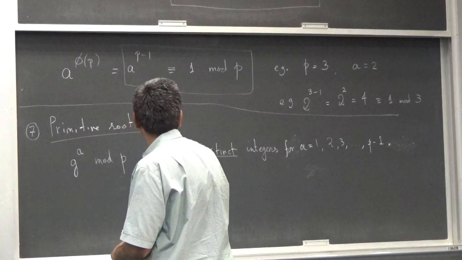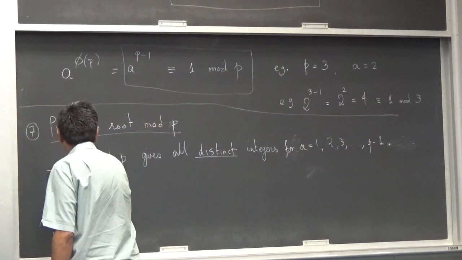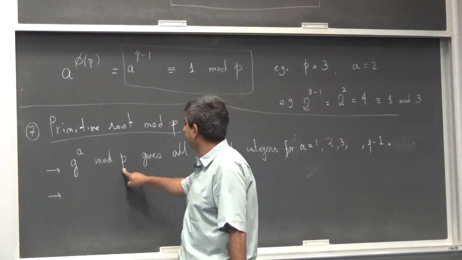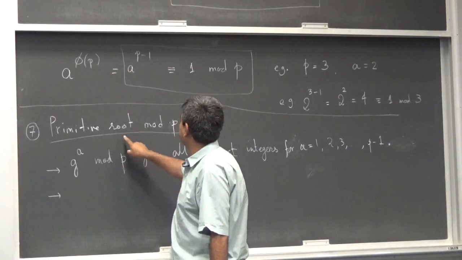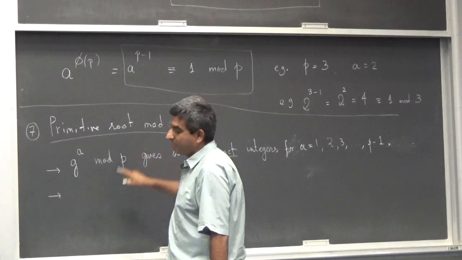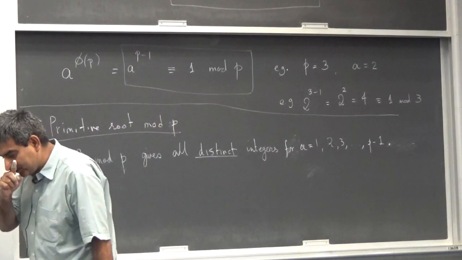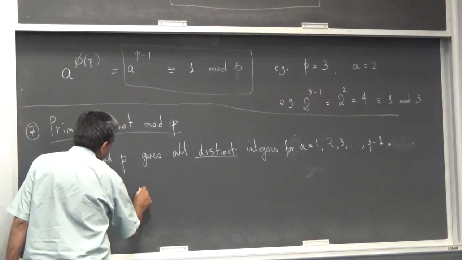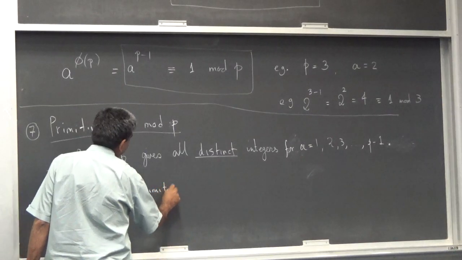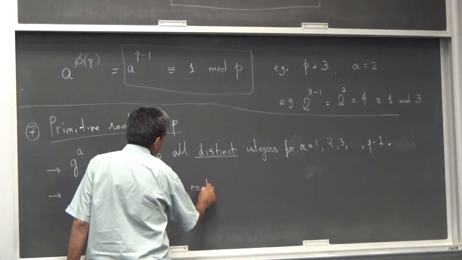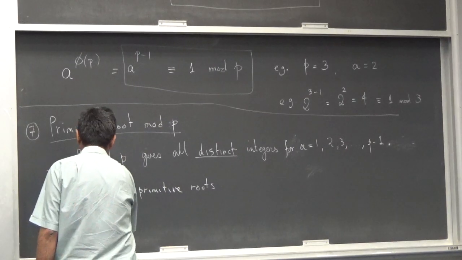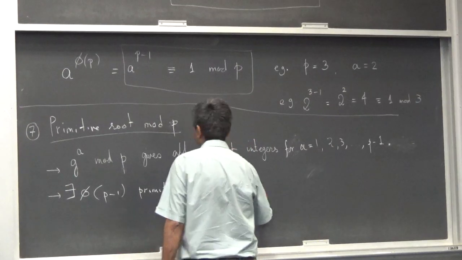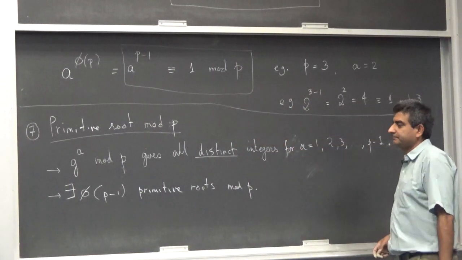The other thing that we need to know is that if p is a prime, then there will be phi of p minus 1 primitive roots mod p. There exist phi of p minus 1 primitive roots mod p. Okay?